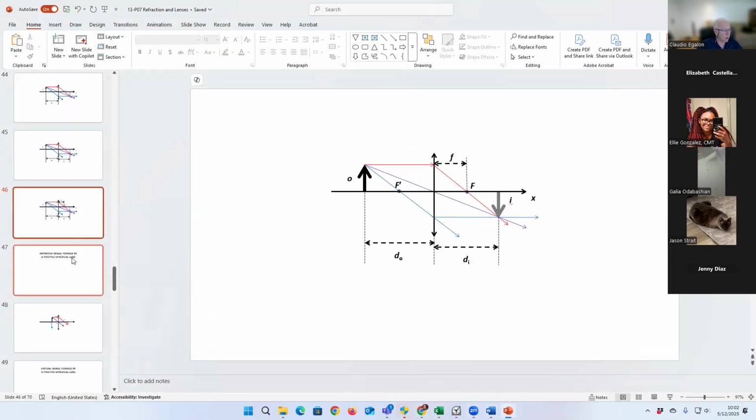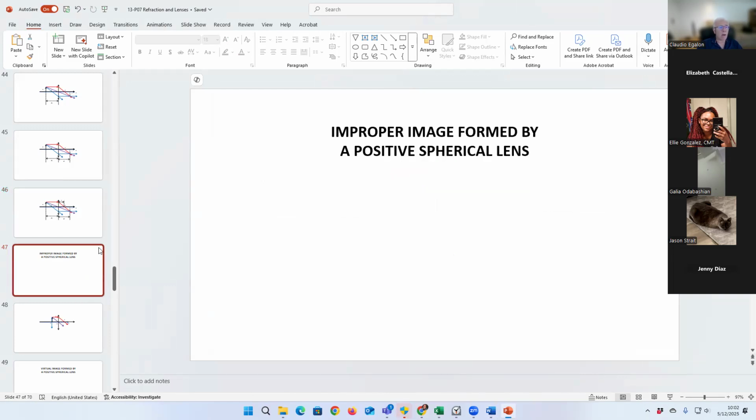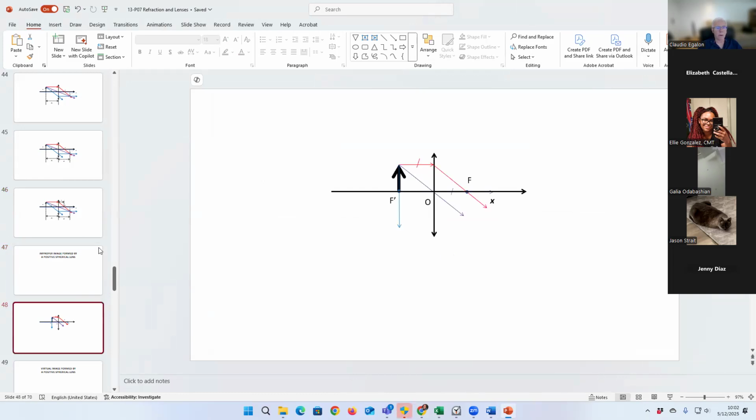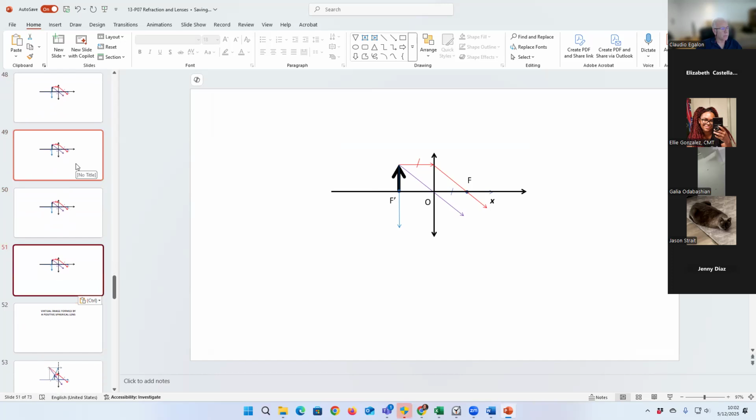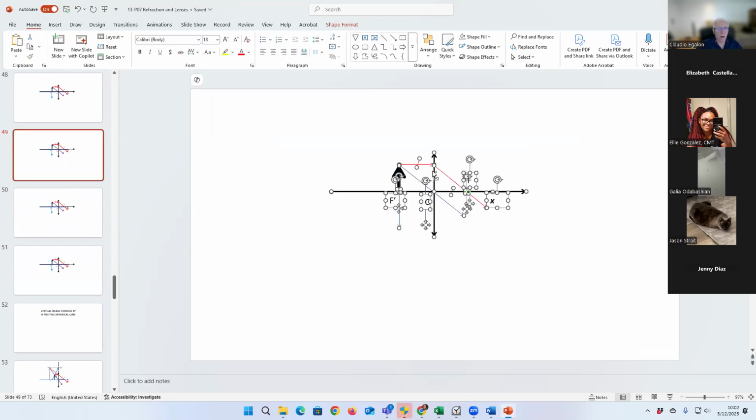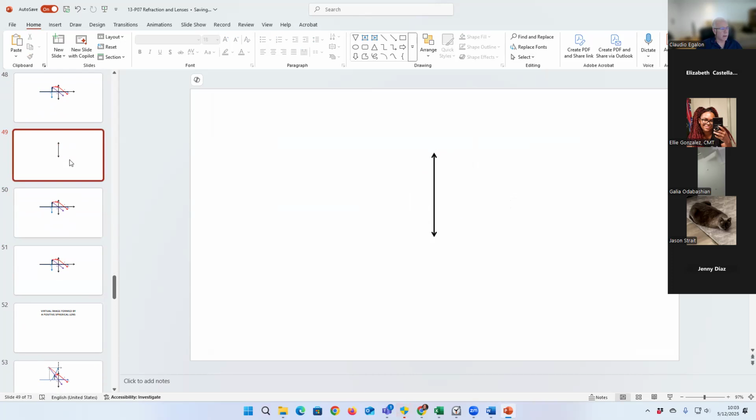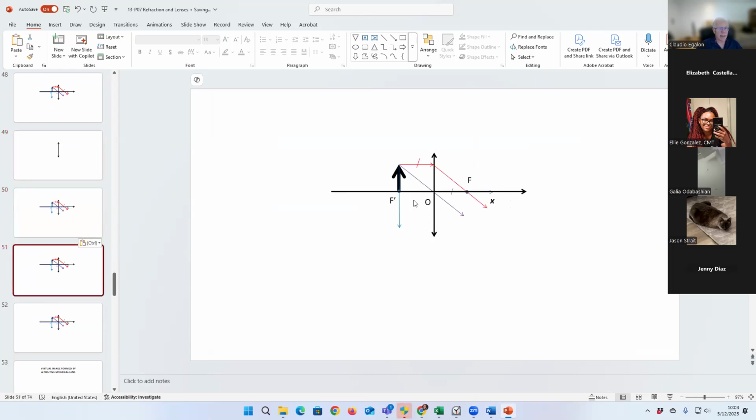And we can even draw it. Let's see if I have it here. Improper. Oh yeah, here you go. Improper image formed by a positive spherical lens. Here you go. So we have, let's do it step by step, right? We start with the lens. Only the lens. Here you go. And then we keep on adding the elements that we need. Here you go.